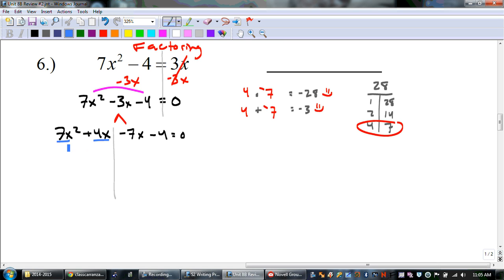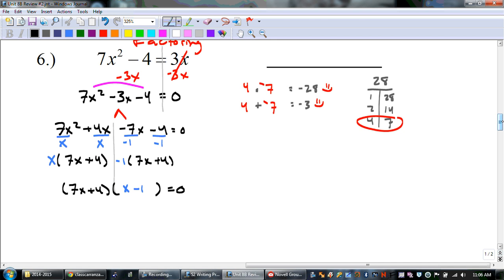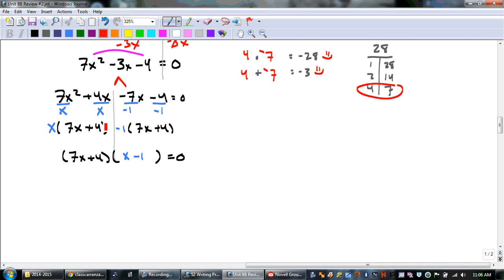Now, the GCF of my first group is x, so the x comes out front, and I'm left with 7x plus 4. In the back, the only thing that they have in common is a negative 1. I can pull a negative 1 out, and I get 7x plus 4. Those match, so we get 7x plus 4 as one factor. Our other one is x minus 1. And then everything with a variable we set equal to 0.